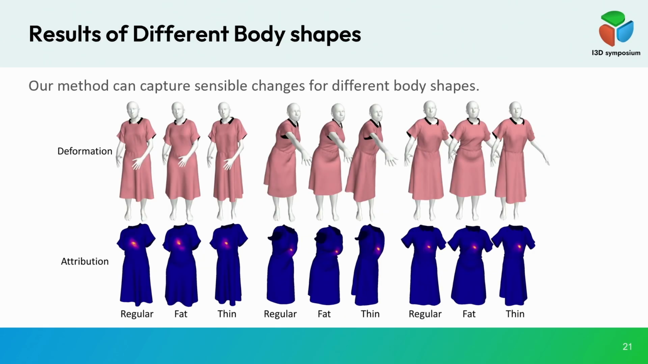We further explore the impact of distinct body shapes on the deformation of the same garment. It's clear that the detailed fold in the garment closely matches the body shape. Moreover, the attribution result displayed in the second row illustrates that the field of influences affecting the vertices varies across different body shapes.